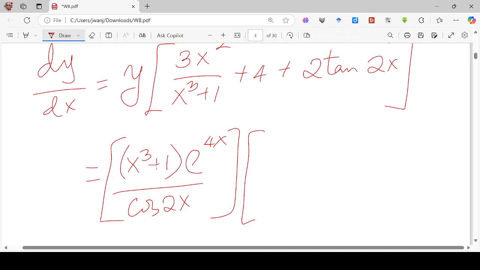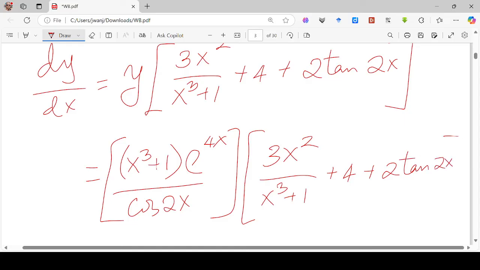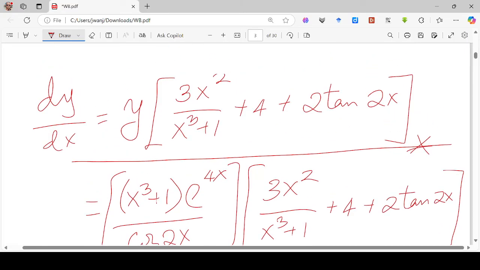So this multiplies 3x squared divided by x cubed plus 1 plus 4 plus 2 tan of 2x. So this is the derivative dy by dx. We can replace y, or we can just leave it at this step. There is nothing wrong with getting up to that point.